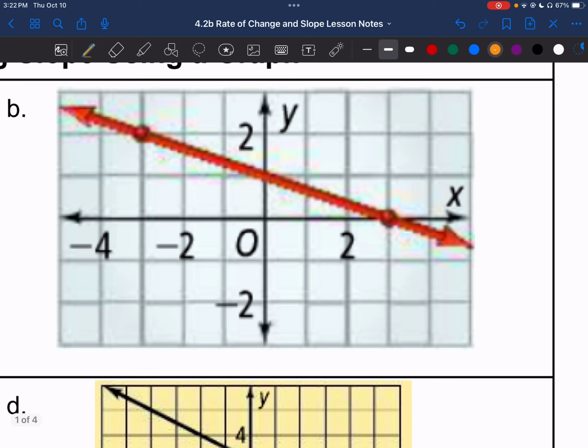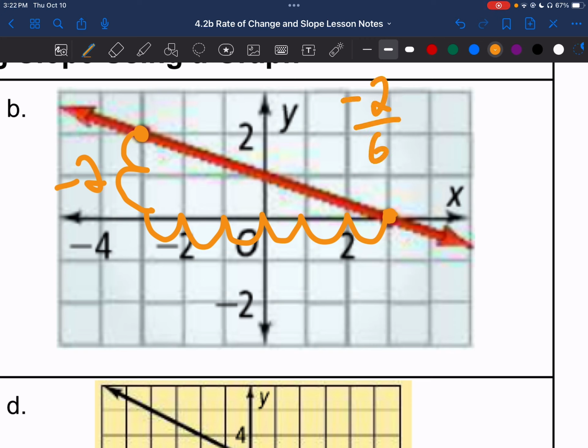Letter B. We have our points here and here. And so we can count. We are going to go down 1, 2. So that's negative 2 because we're going down. And then we're going to go to the right 1, 2, 3, 4, 5, 6. So we have negative 2 over 6. And we always reduce our fractions, and we're going to leave it as a fraction, and it's going to be negative 1/3.